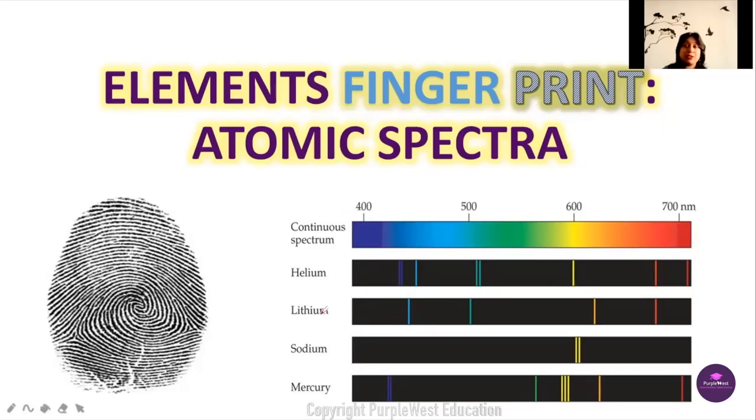As fingerprints are specific to specific persons, it is absolutely unique: not a single individual will have the same type of fingerprint. Every individual has a different fingerprint. Similarly, elements also have fingerprints which are unique to them. If you see helium, lithium, sodium, they have different types of fingerprints.